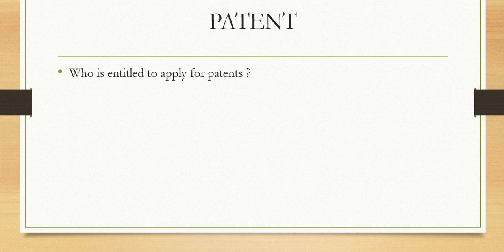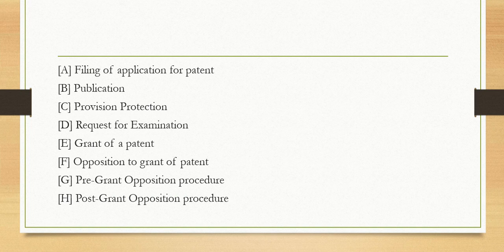Third is by a legal representative. So if the person who invented has passed away, then a legal representative can go after his invention, make an application and obtain a patent for his invention.